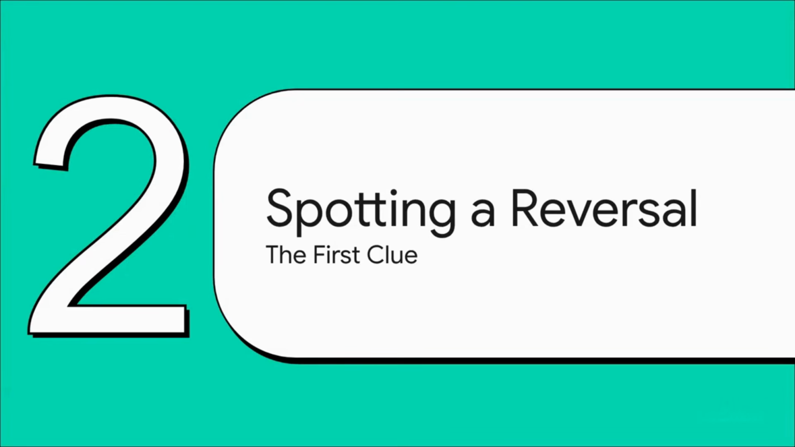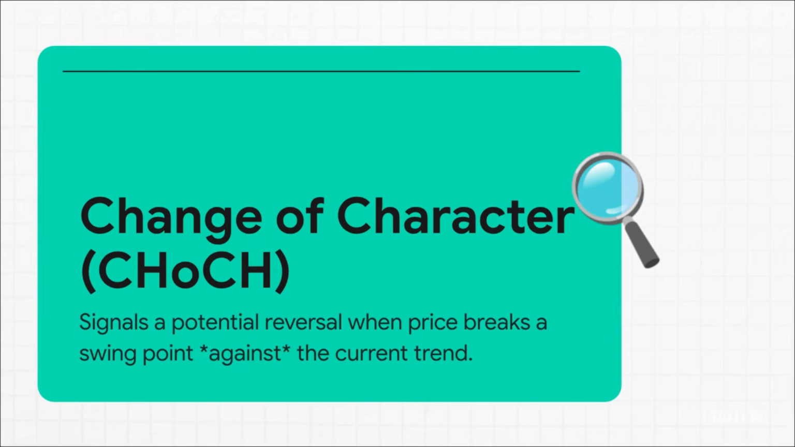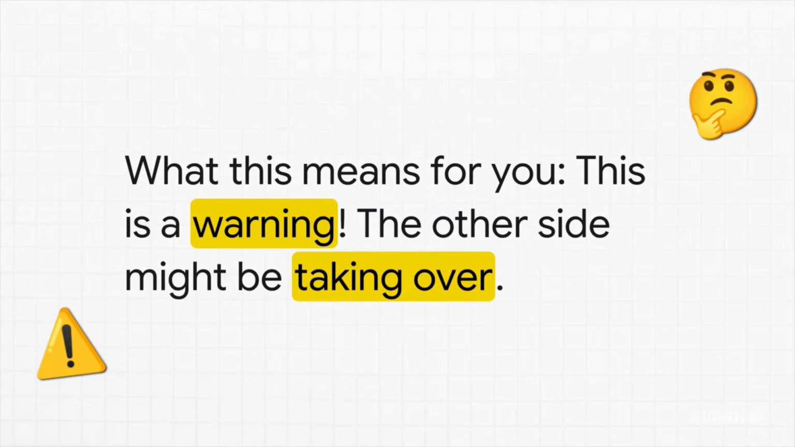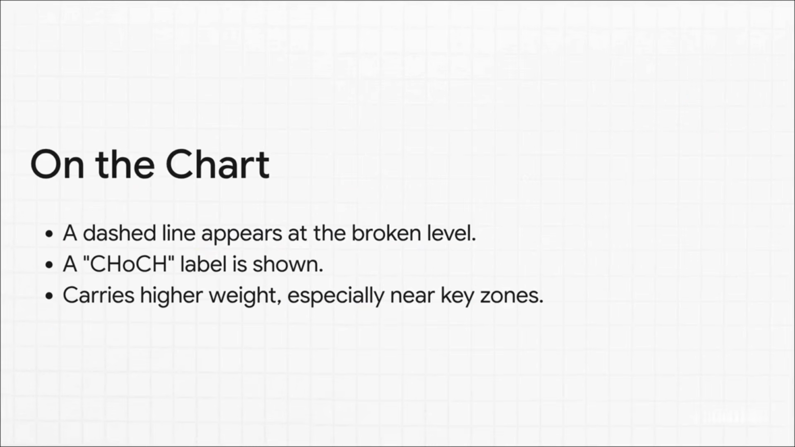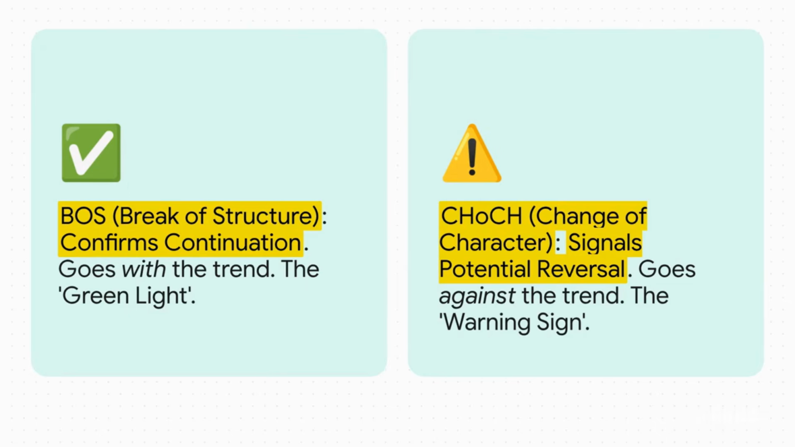The second is CHoCH, change of character. This is a potential reversal signal. When price breaks a swing point against the current trend, for example, breaking below a swing low during an uptrend, it suggests the opposing side may be taking control. These appear as dashed lines with a CHoCH label.